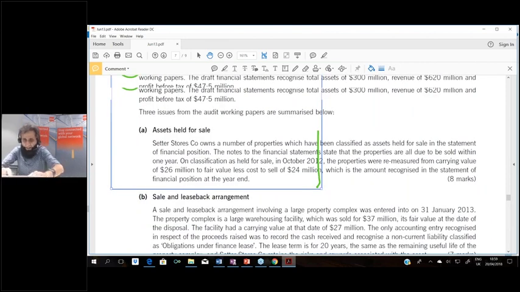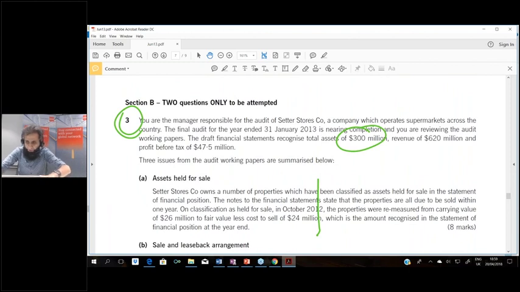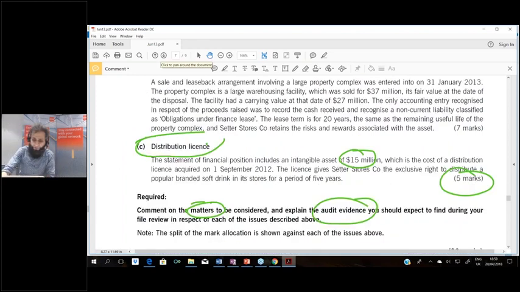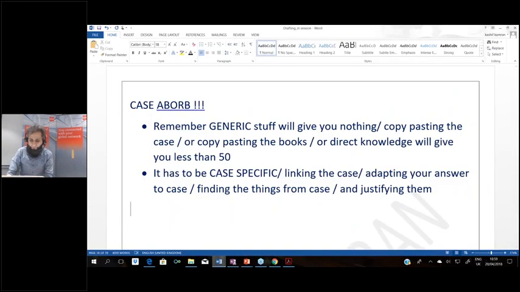Okay, 300 million, I go back down. 15 million. 15 divided by 300 million is how much? Percentage, quickly. Tell me the percentage quickly. June 2013, question 3, part C. Give me the answer quickly so I can write it down.